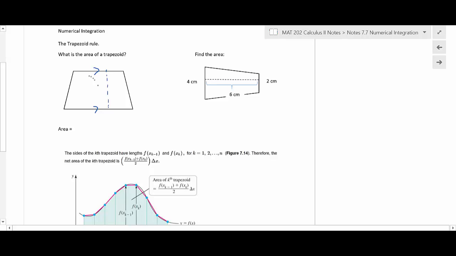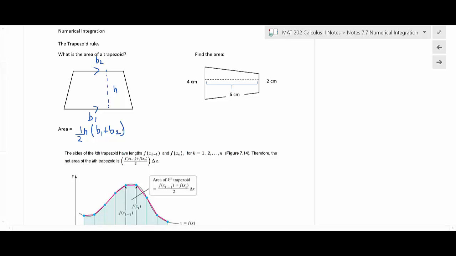So what we have is 2 bases. Usually you call them base 1 and base 2. And then you have a height. Does anybody remember what the area of a trapezoid formula is from your background? 1/2 the height times the sum of the bases. So write that down. That's important. So you have 1/2 times the height times the sum of the bases. That's the trapezoid area formula.